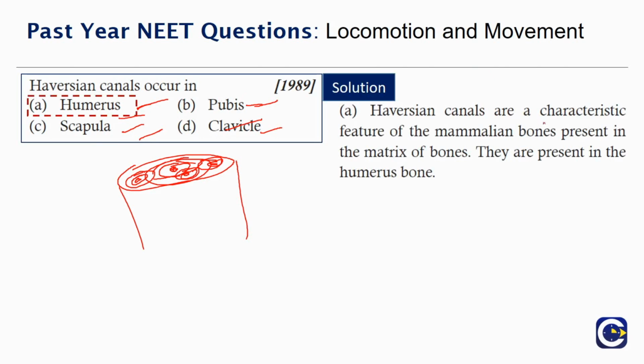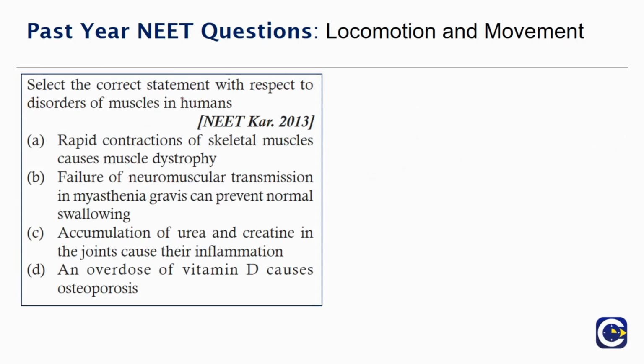Haversian canals are a characteristic feature of mammalian bones present in the matrix of bones. They are present in the humerus bones. So moving on to the next question. Select the correct statement with respect to disorders in muscles in humans. Rapid contraction of skeletal muscle causes muscle dystrophy.